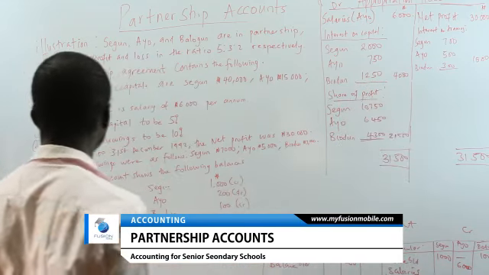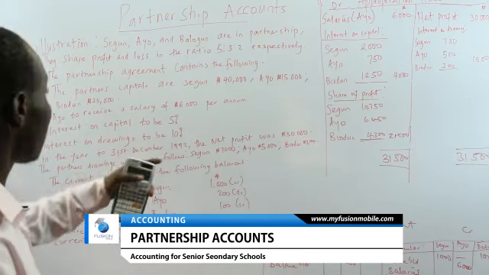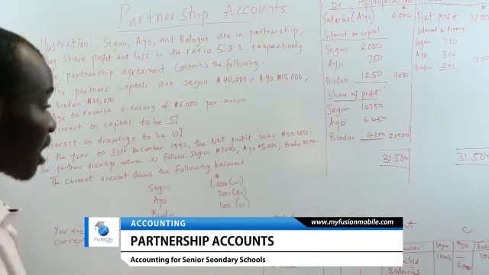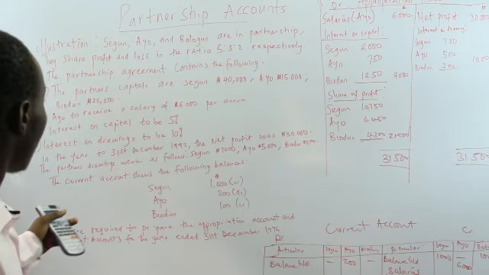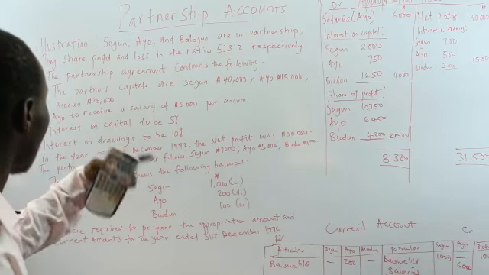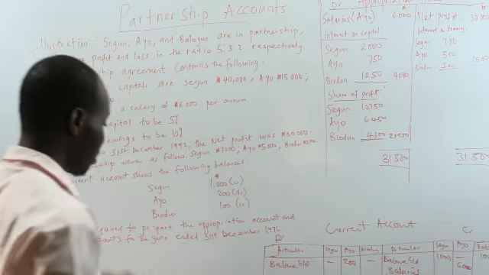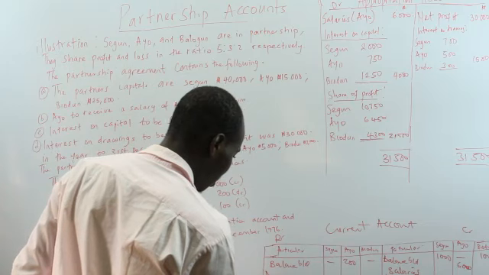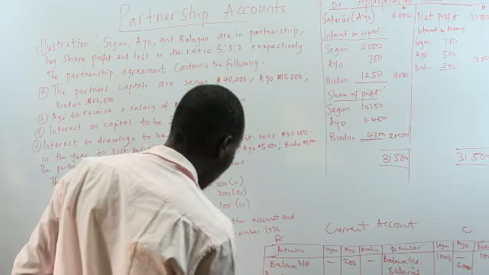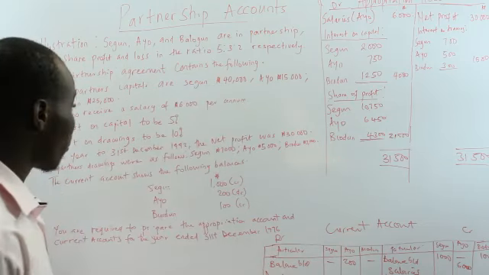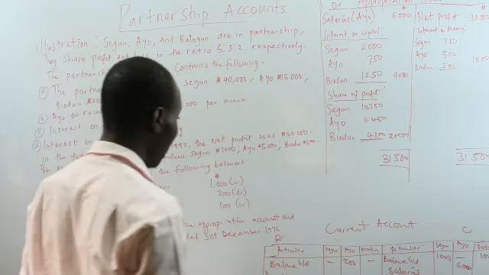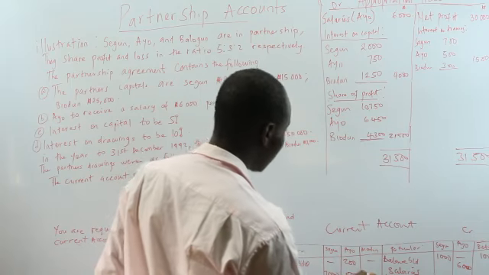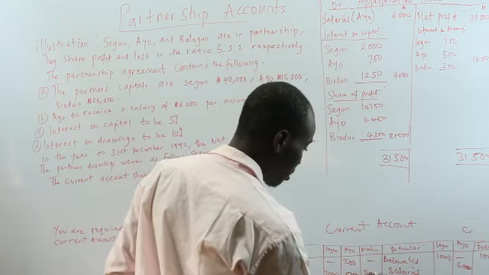So next, we've talked about the salaries, we've talked about the interest on capital. So capital will not reflect here. Now is the drawings. Partners' drawings within the period we also have as a deduction in their current account. So we have Segun 7,000, we have Ayo 5,000, and we have Biodun 3,000 naira.